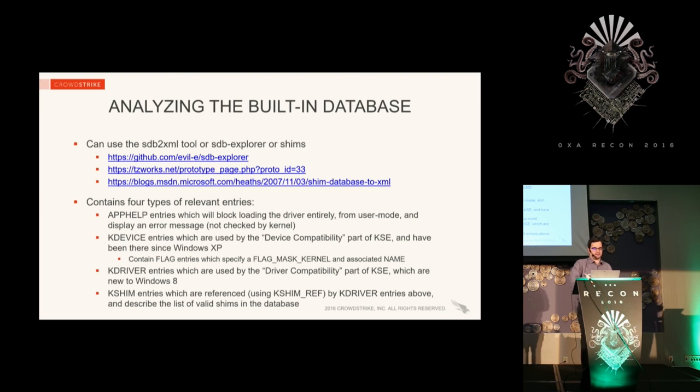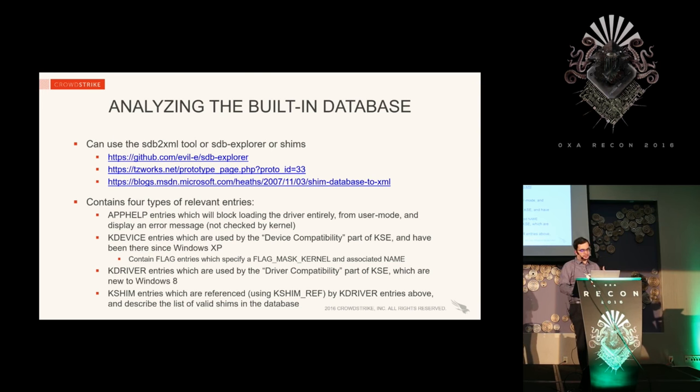And then Microsoft actually has something called shim to XML, or SDB to XML, which lets you dump the shim database as an XML file. And then in the shim database, you're going to see app help entries, which basically say, this driver is not something we want to load, so just block it. And that's done in user mode, actually. So that's one part of the shim engine that's not done by the kernel. It's done in user mode.